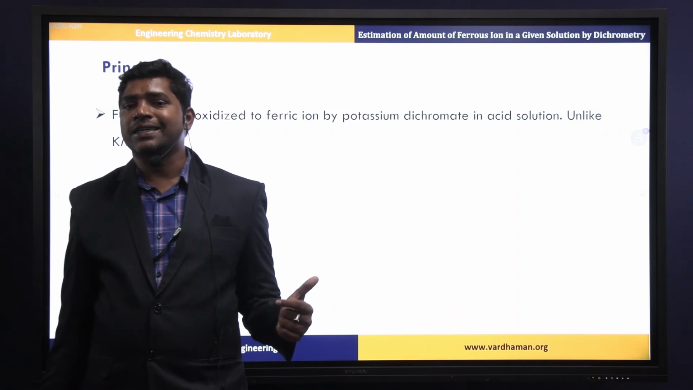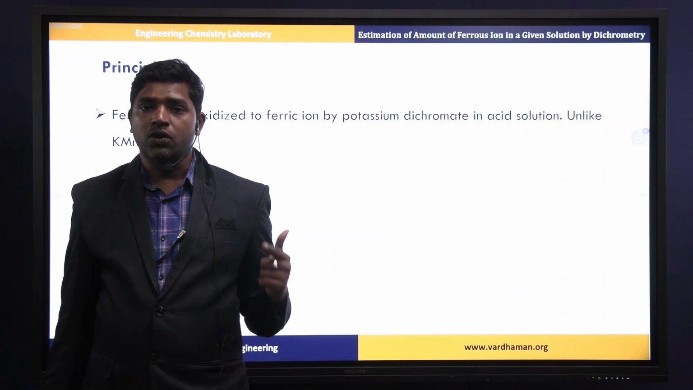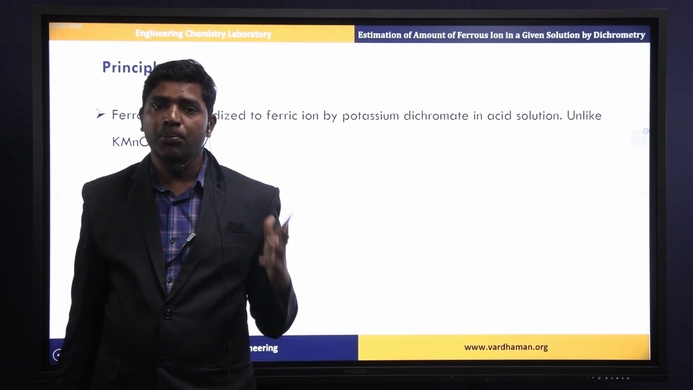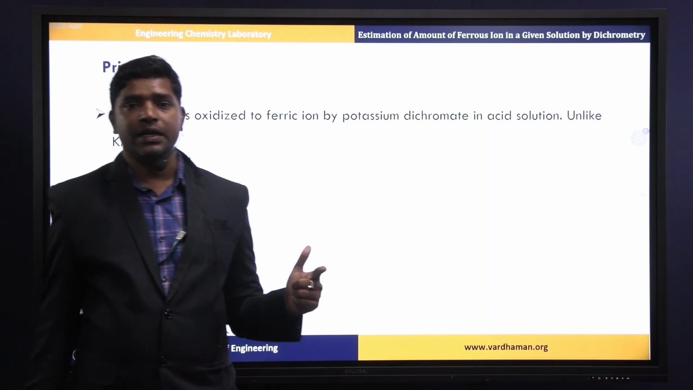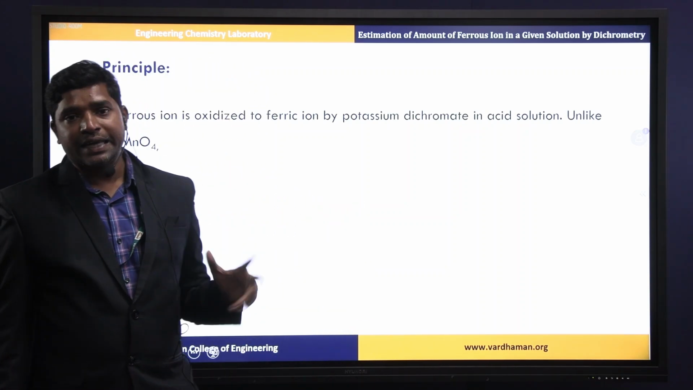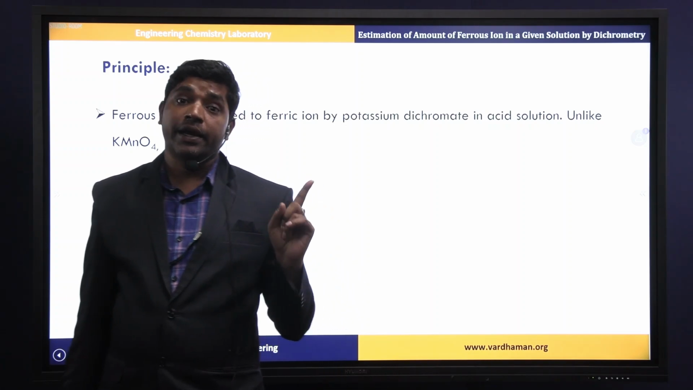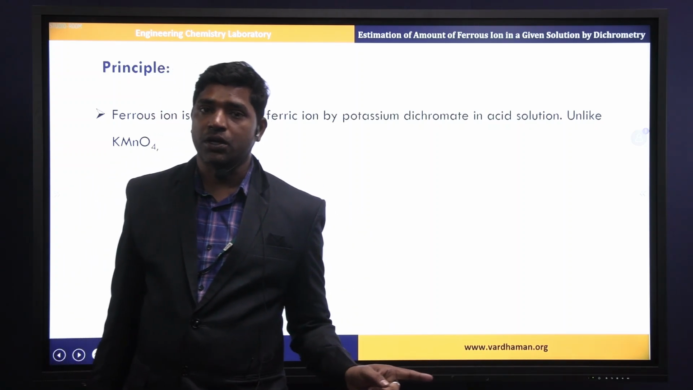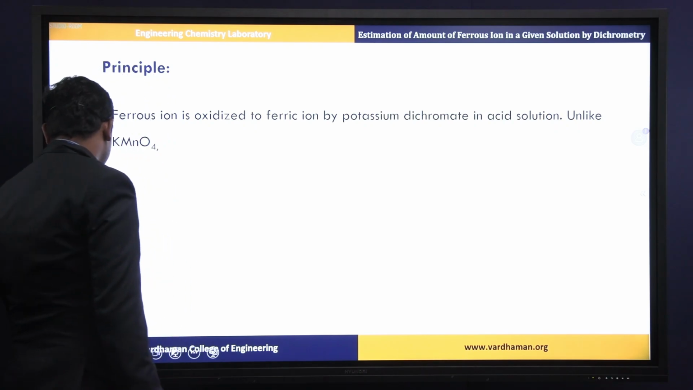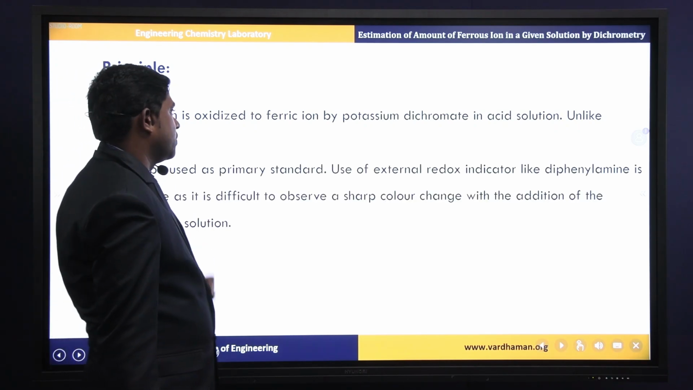So what is a secondary standard solution? Secondary standard solution means the substance which is not available in the pure form. Potassium permanganate is a secondary standard solution. Potassium dichromate is a primary standard solution. Okay students, so potassium dichromate can be used as a primary standard solution.